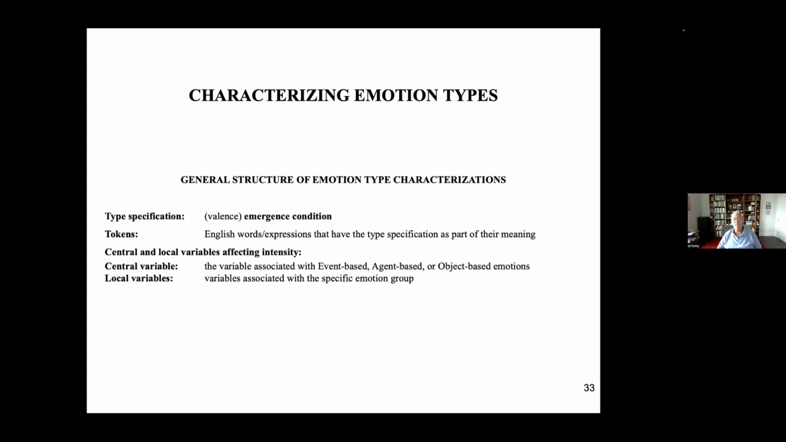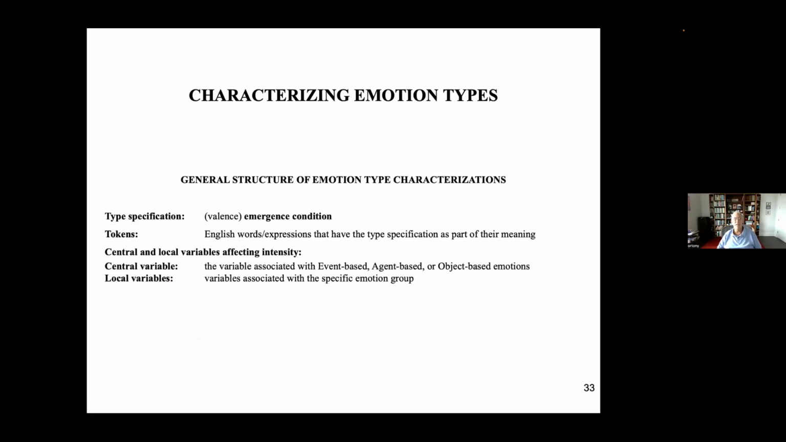So the general characterization of emotion types is that we're always going to give the valence, a positive or negative feeling or reaction, and then we're going to talk about the emergence conditions. This really exploits the type-token distinction that linguists use. This is the type. Here are English tokens. These are English words or expressions that have the type specification as part of their meaning, and I'm going to give some examples in a moment. And then we have a specification of the variables.